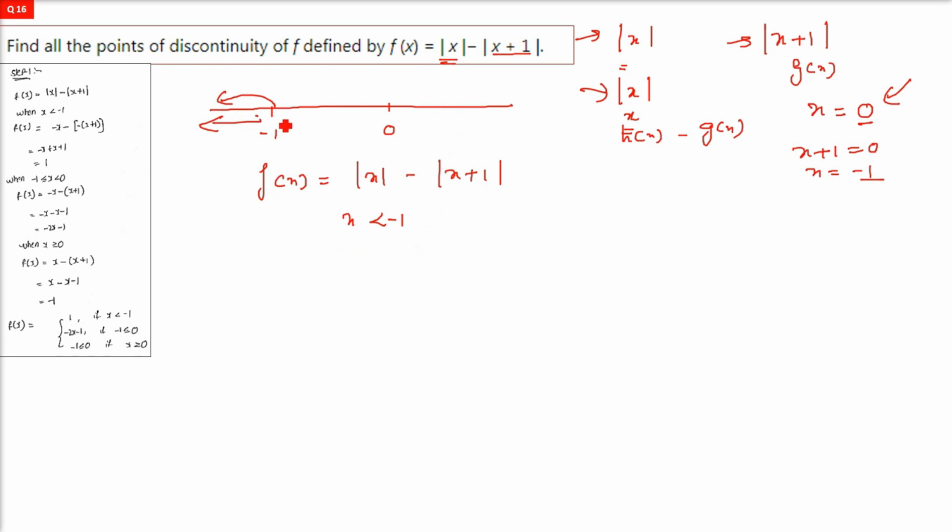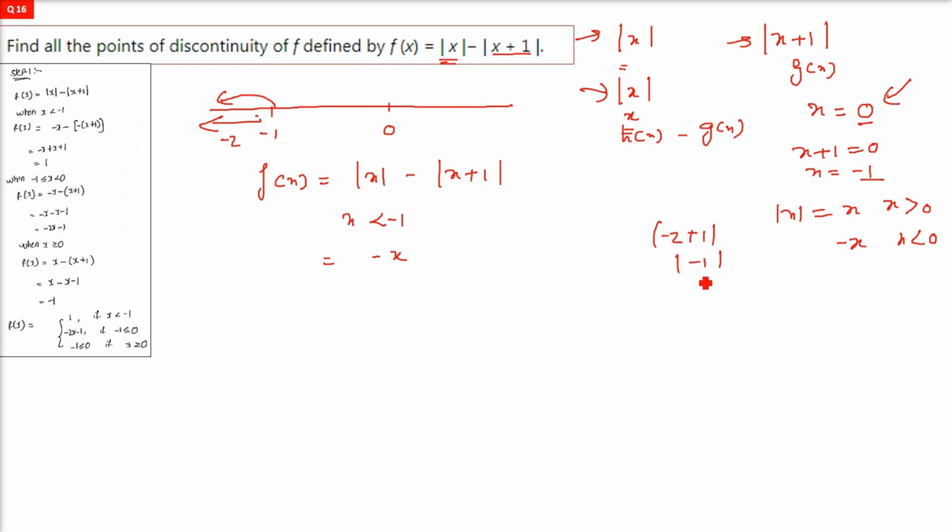So when x is less than −1, of course |x| is going to be negative. What is |x|? |x| is simply x when x is greater than or equal to 0, and −x when x is less than 0. So when we are talking about −1 and below, |x| will be −x. And |x + 1| will also be negative inside, because you are going to the left of −1. For example, just put x as −2. What is −2 + 1? It is −1.